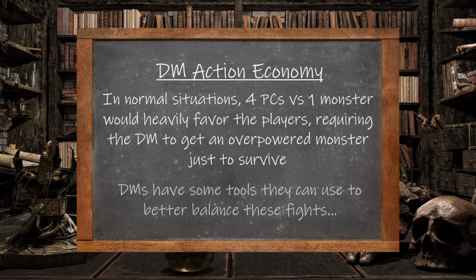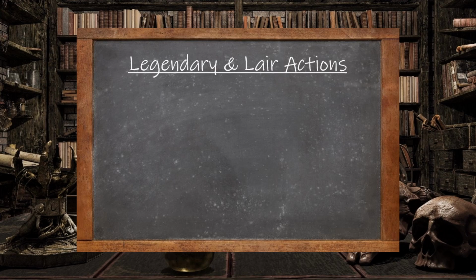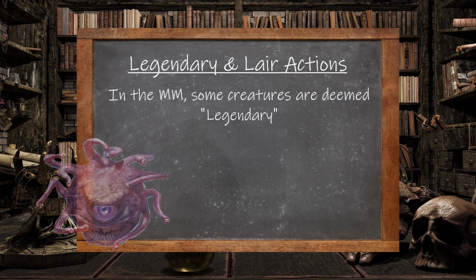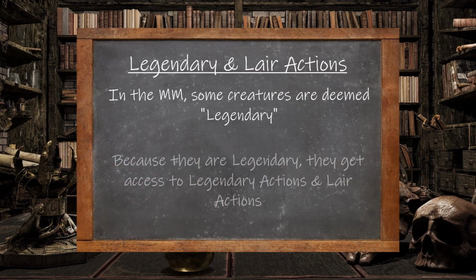However, there are a couple things built into the source books that we can use to make these boss battles feel powerful for the story, but also be balanced mechanically: legendary and lair actions. In the monster manual, certain creatures are deemed legendary creatures, such as beholders, adult dragons, and of course the kraken. Due to their immense power as these legendary creatures, they can do special actions such as legendary actions and lair actions.